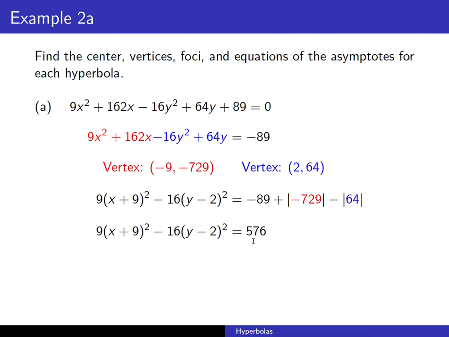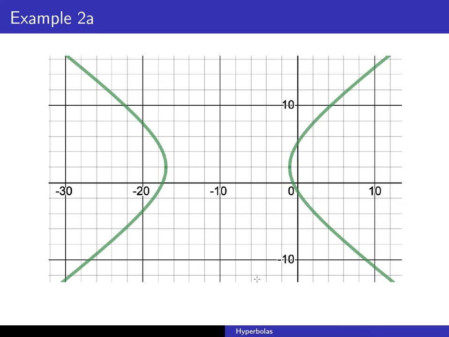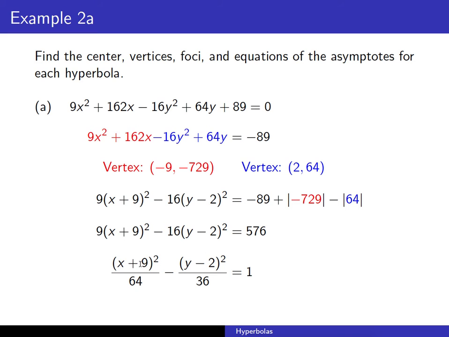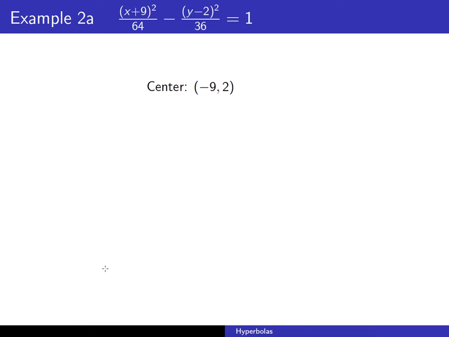And we want this equal to 1, so if we divide everything on both sides by 576, we'll get (x plus 9) squared over 64 minus (y minus 2) squared over 36 equals 1. And here's what our graph looks like. As we can see, it's opening left and right. Our center is going to be at negative 9, 2. We have our a squared is 64. Remember, with hyperbolas, it's always the one that's positive, not necessarily the one that is the largest.